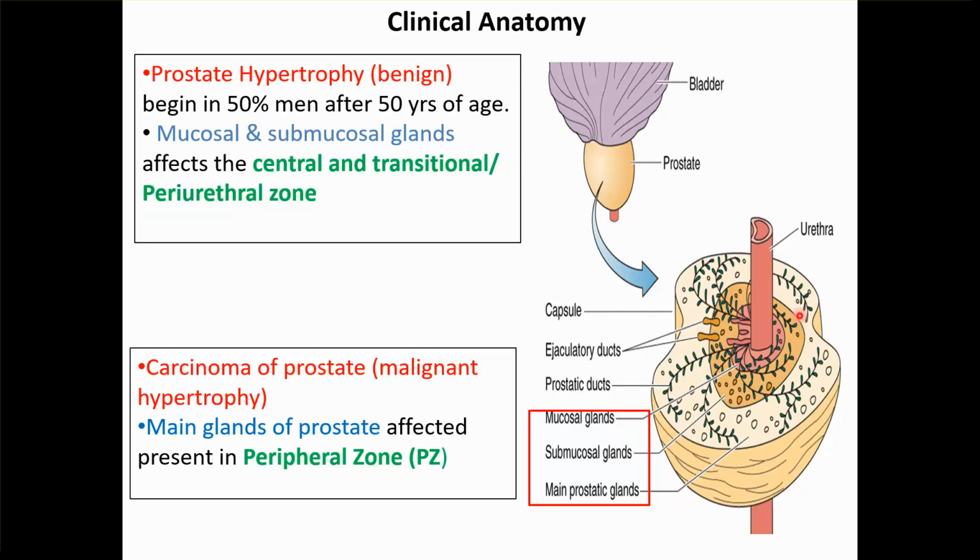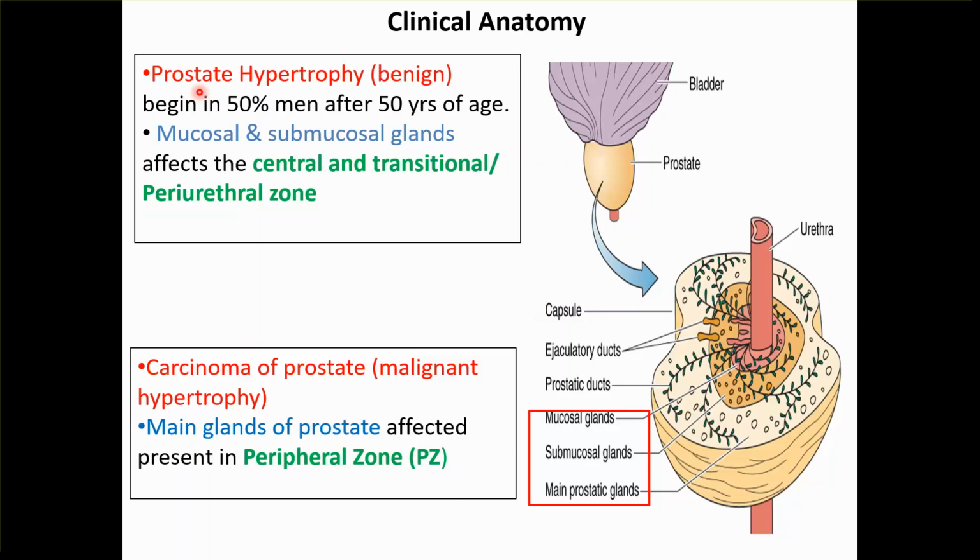Just around the mucosal glands are the submucosal glands, the ones in orange color. The outermost are called the main prostatic glands. So the glands are divided into 3 based on their location. Mucosal glands are very close to the prostatic urethra. Then around them are the submucosal glands, below the mucosa, and the outermost are the main prostatic glands. Okay, so what is the importance of knowing these?